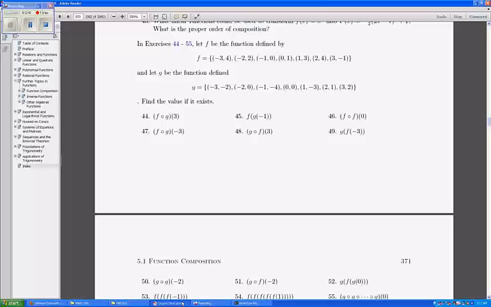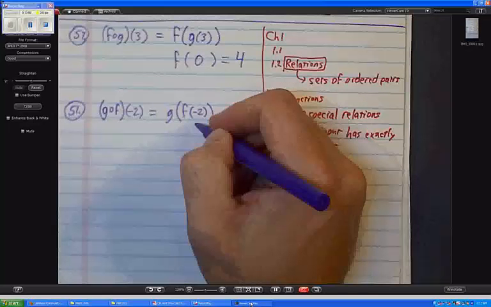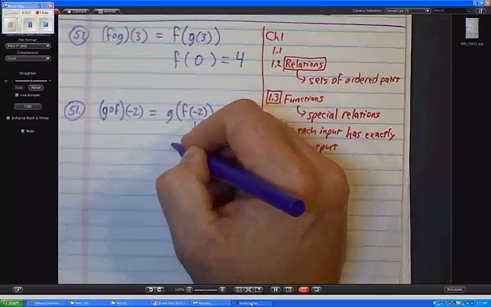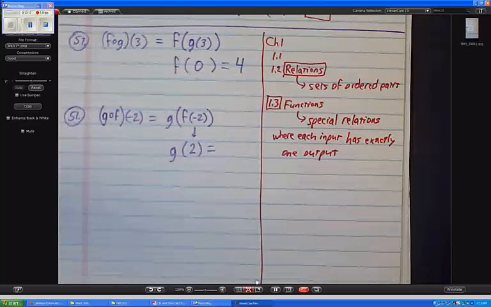Anyways, I'm trying to compute f of negative 2. You can tell that just by looking at the roster. What is f of negative 2? Do you see what I'm talking about? Right here. It says that when the input is negative 2, the output is 2. So I can come over here and say that f of negative 2 is 2. Now I need to compute g of 2 to finish the problem. I'm going to let you guys finish that one up, and then we'll move on.